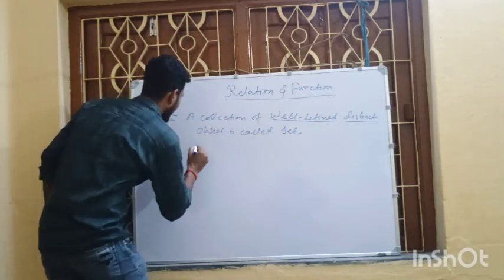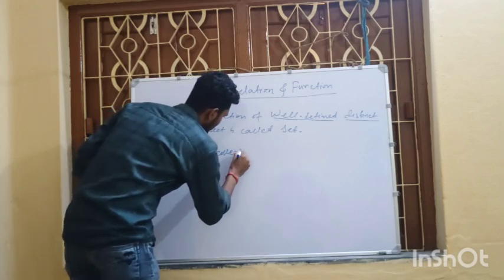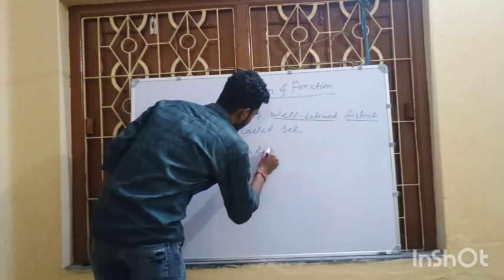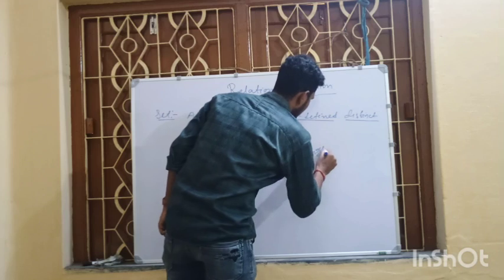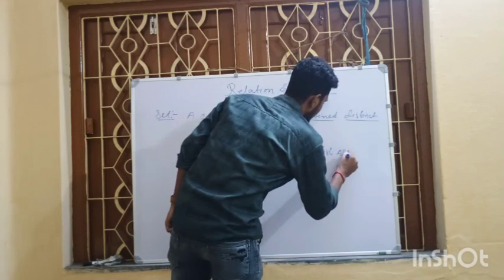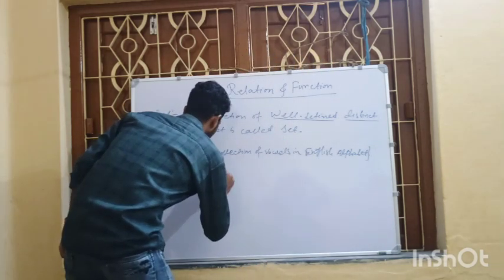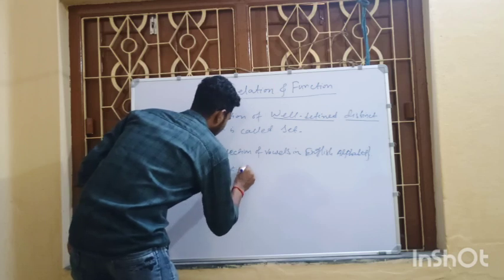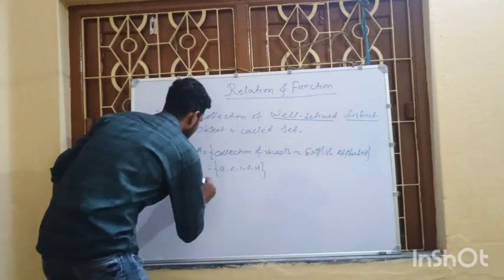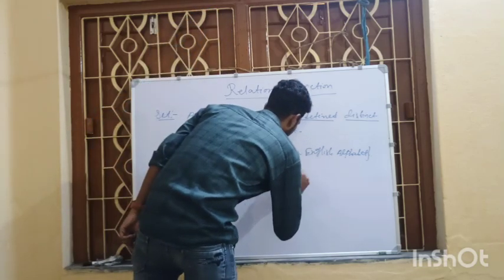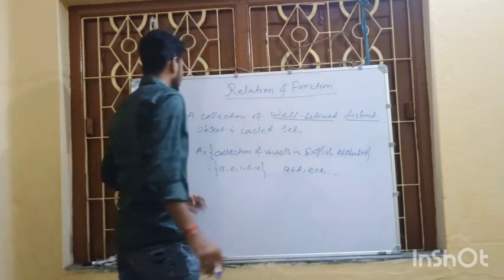Example: A is a set, collection of vowels in English alphabet. Then what is this actually? A, E, I, O, and U. That is the set actually. Then the notation is this: A belongs to capital A, E belongs to capital A, and etc. Actually, this is our set.